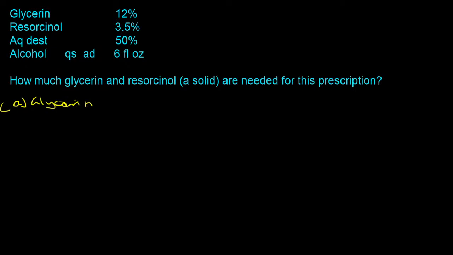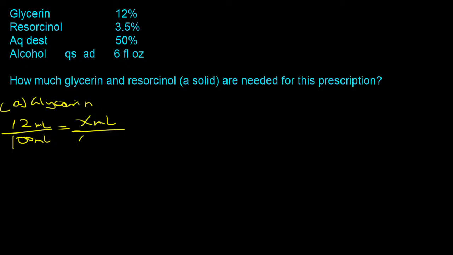For glycerin, we have 12%. But 12% of glycerin implies that you have 12 grams of glycerin in 100 milliliters. Now for this prescription, glycerin is in milliliters, so this value right here should be 12 milliliters. So 12 milliliters out of 100 milliliters should be equal to some volume in milliliters over the quantity of the preparation.